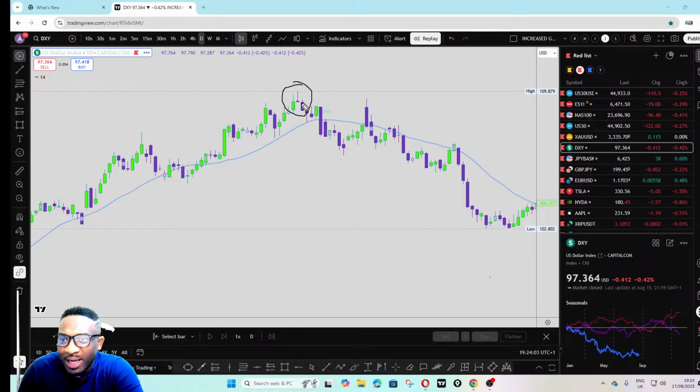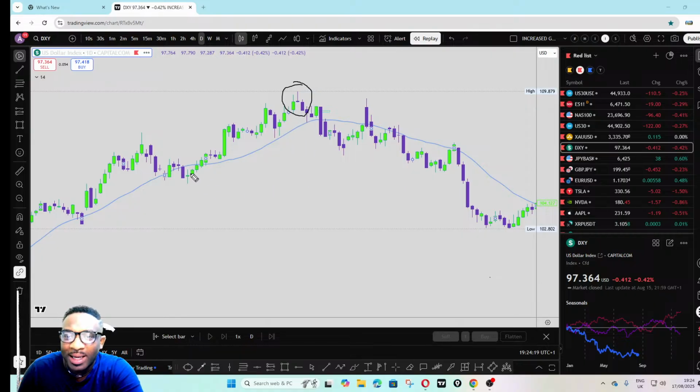that is the swing high. The middle candle is higher than the 2 side ones. So candle 1 is lower, candle 2 is higher, candle 3 is lower. So when you have a situation like this, that is a swing high formation.